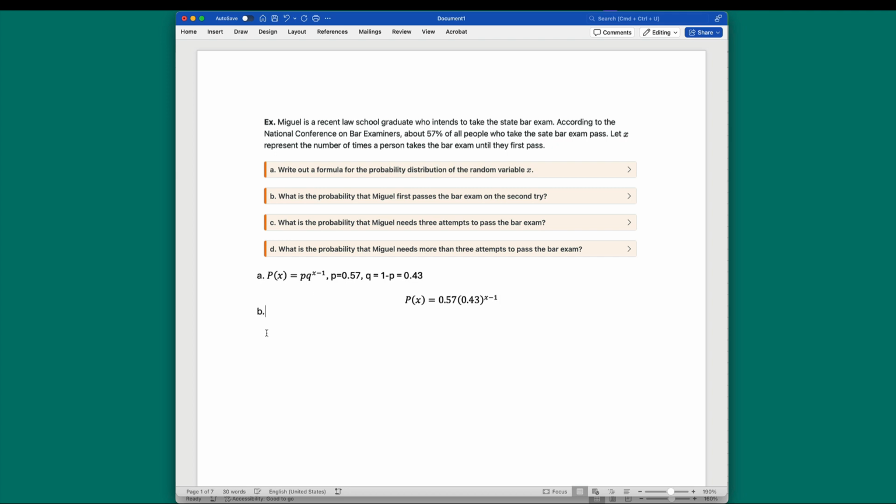Okay, so B: what is the probability that Miguel first passes the bar exam on the second try, in other words, the second attempt? That just means we're looking for the probability that X equals 2. Here, we could use the formula if we want. It's not too hard to do, but I'm going to show you how to use this calculator that I've given to you.